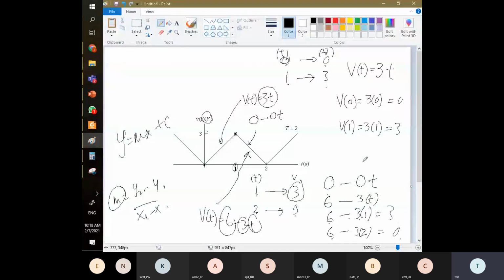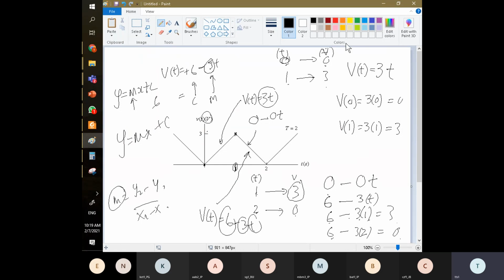So here, let me clarify this one more time. 6 minus 3t here is equal to, this is the m, this is the c. If you refer to the formula mx plus c, the thing we learned in secondary school, this m is here, negative 3, and c is plus 6. So c is 6.